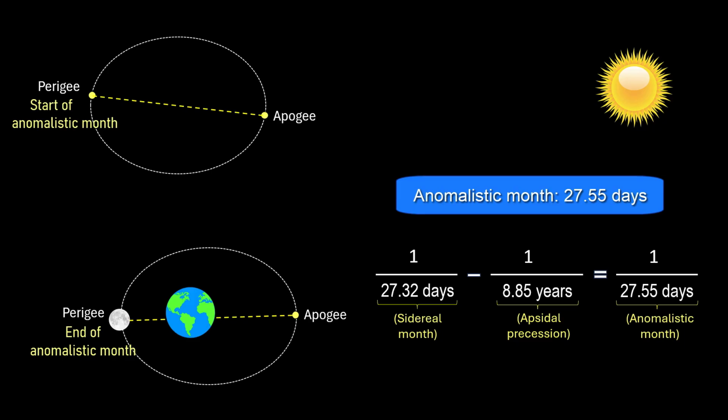The study of the Anomalistic Month is important because it allows us to precisely predict when the Moon will reach perigee or apogee in the future. This helps us understand why the Moon's apparent size changes throughout the month.